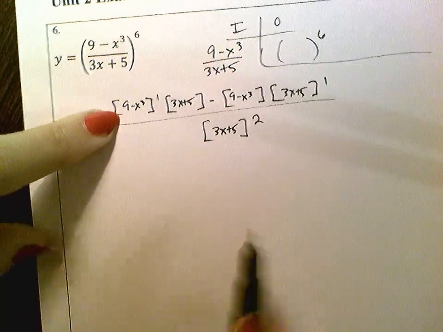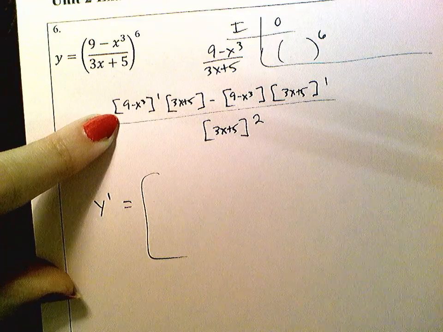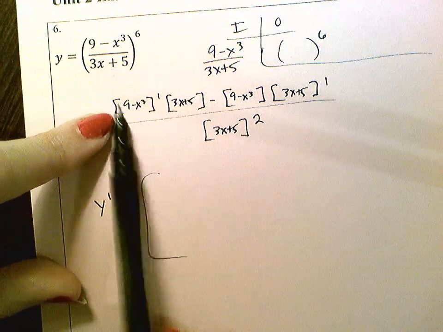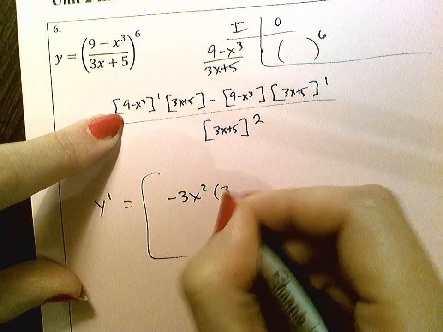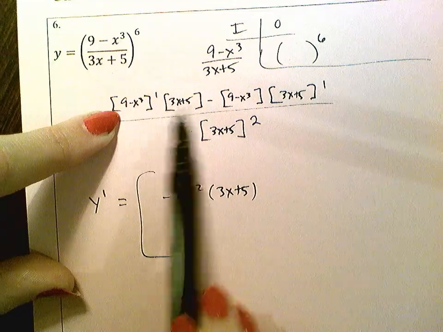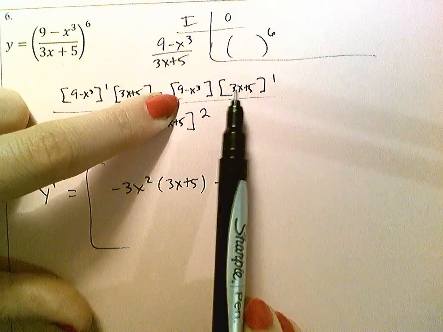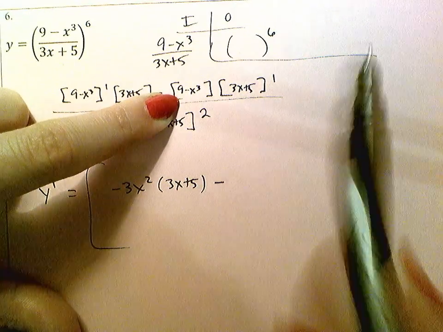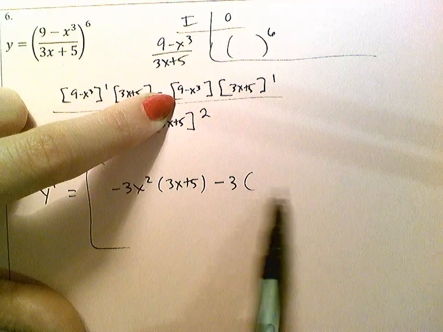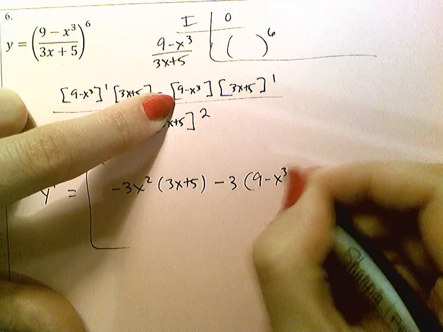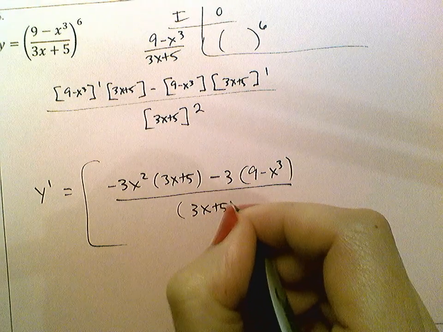Okay, so the derivative, so I'm going to get y prime equals, and I'm not really going to be super fancy. I'm not really going to simplify much at all because it's going to be messy. So the derivative of this is negative 3x squared. Bring down the 3x plus 5. So I'm just bringing that one down there. Minus, the derivative of this one is just 3. So I'm going to bring that there, and then I'll take 9 minus x to the third and bring it down. You could have the 3 at the end, but usually coefficients go in front. 3x plus 5 to the second.